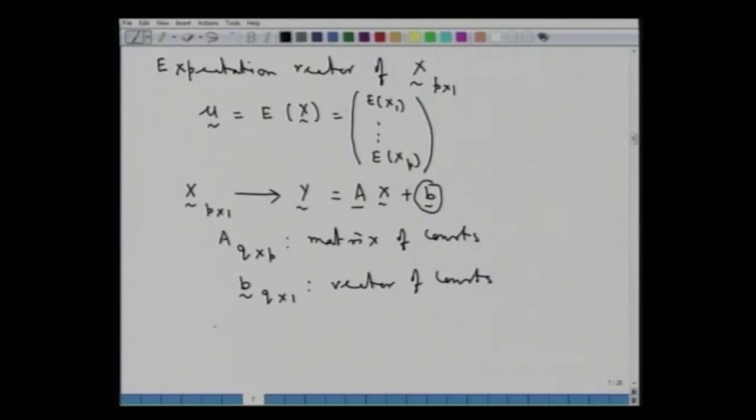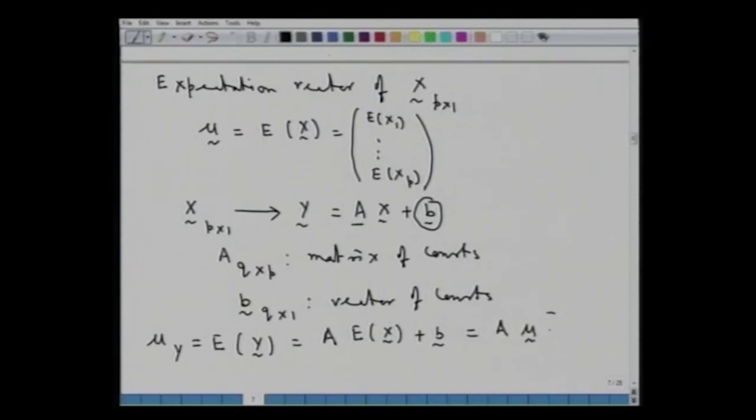And then, if we are interested in finding the expectation vector of this newly defined random vector y, let us denote that by mu y. This would be given by the A matrix, which is a matrix of constants, times the expectation of x, plus this b vector. Right. So, this would be given by A mu plus b.